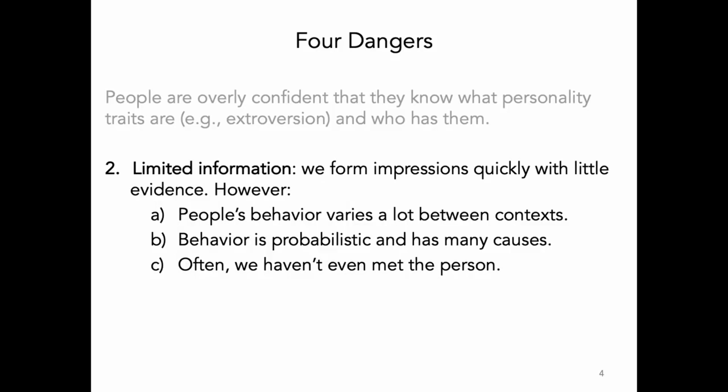The second of the major dangers, let's call limited information. We form impressions very quickly with little evidence. But as a psychologist, I might observe people's behavior varies a lot between contexts. So if you observe them at school, that doesn't mean that's how they behave at home with their family. Behavior is probabilistic, which means that it isn't dichotomous, you know, always aggressive, always kind. It emerges as the result of many, many causes, some contextual.